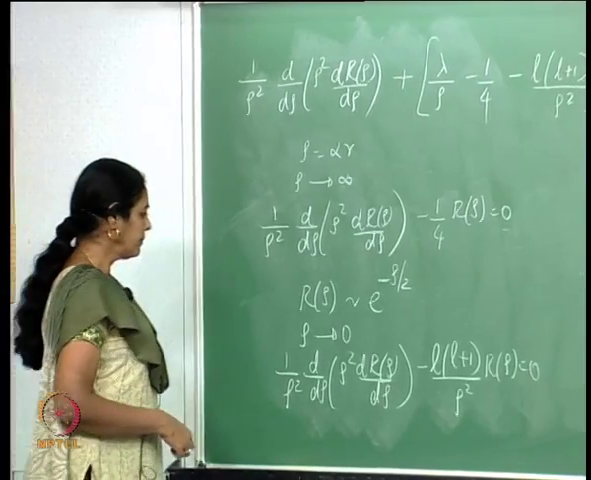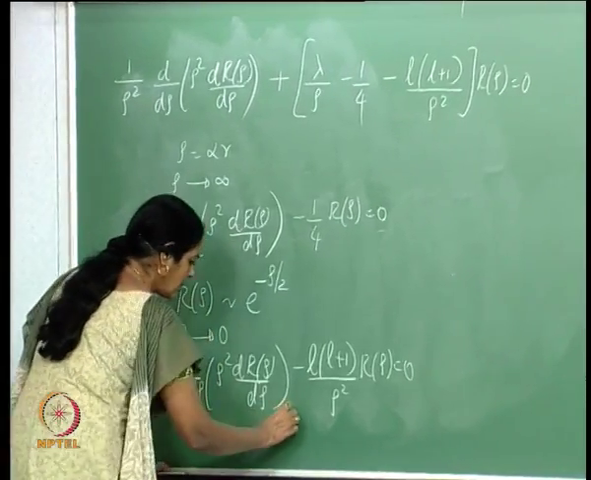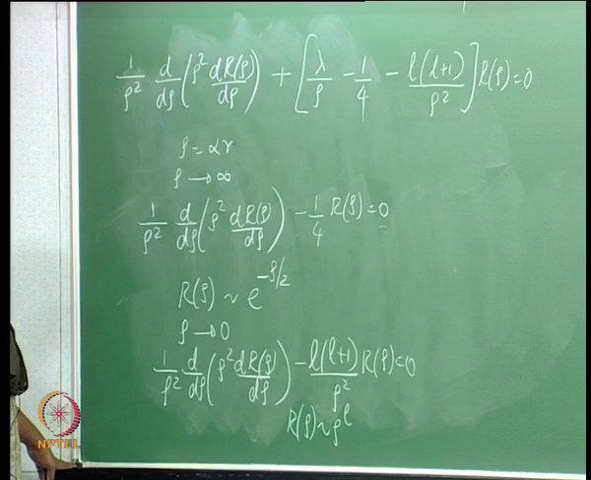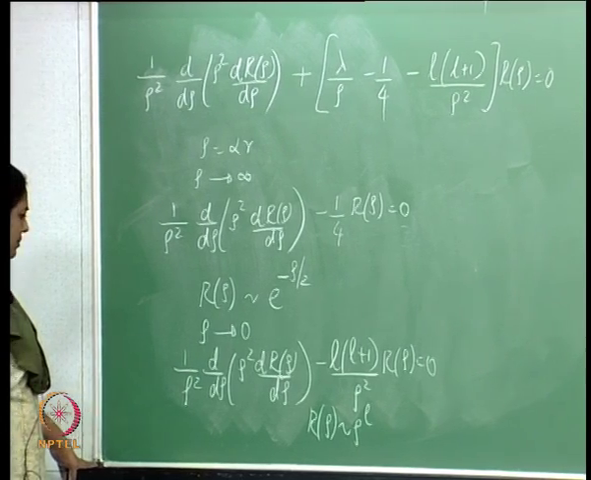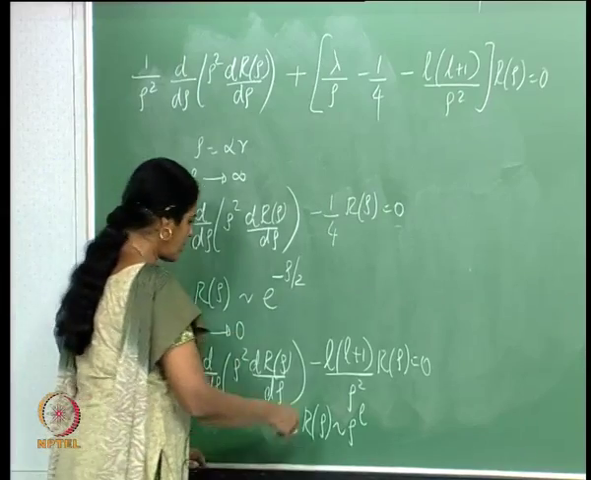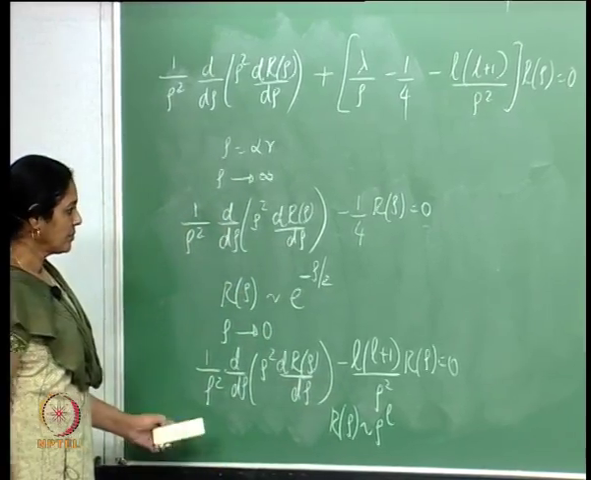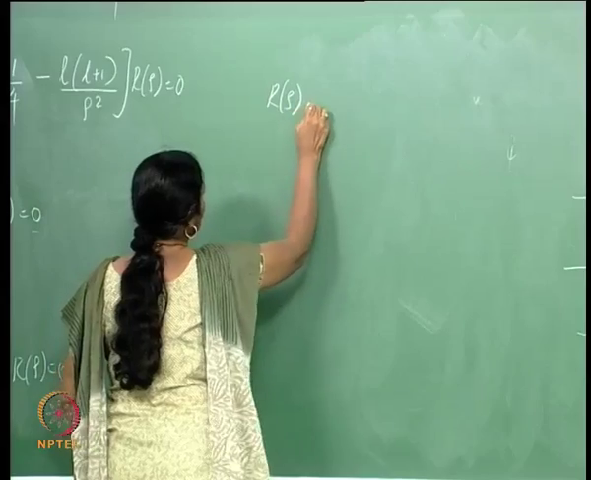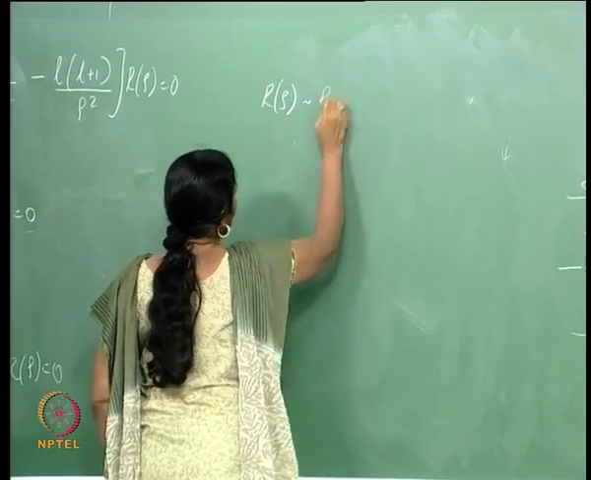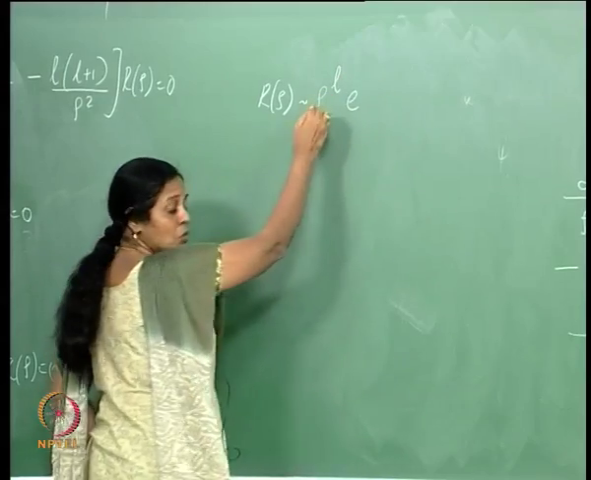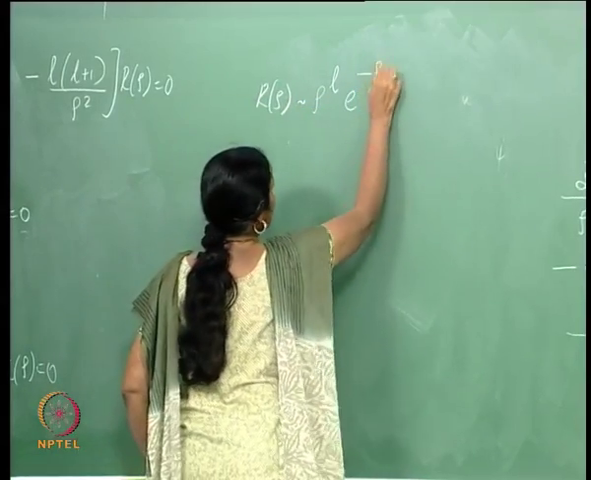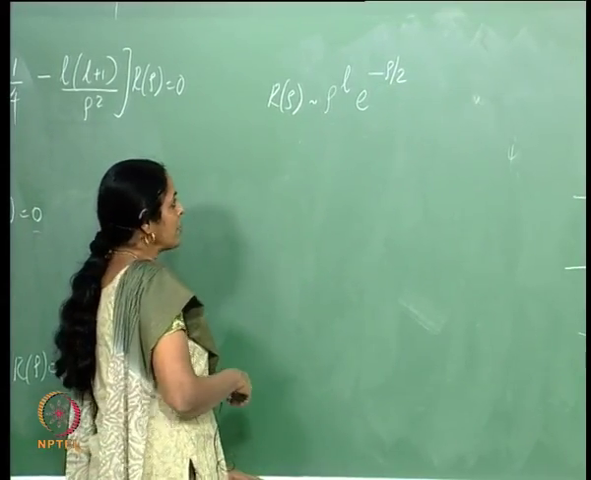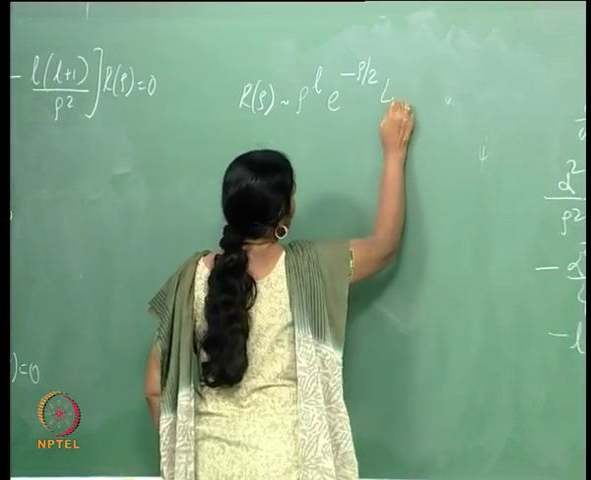Now this tells me that r goes like rho to the L. I leave this to you as an exercise. For small rho, this is for rho going to 0. And therefore, I have a particular form for R of rho, that is rho to the L, that comes out of looking at rho going to 0, e to the minus rho by 2, and that's there because when rho goes to infinity it should be well behaved, some L of rho.